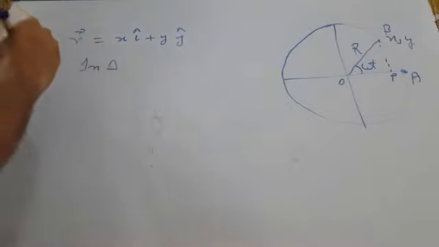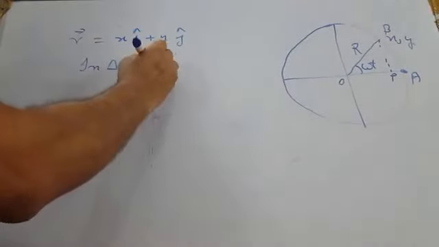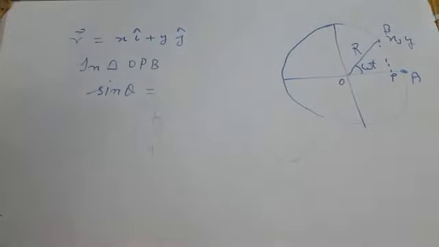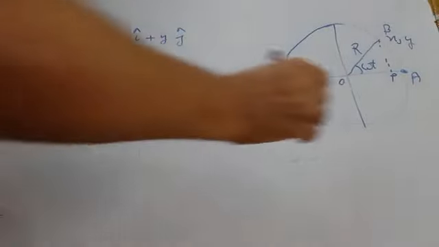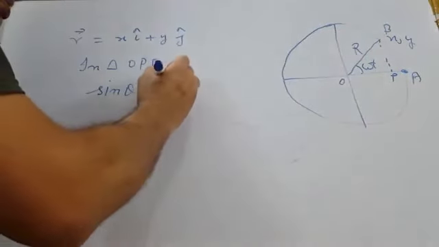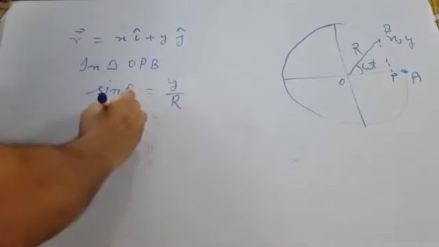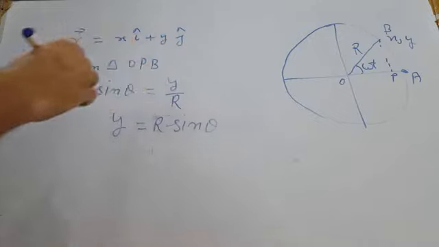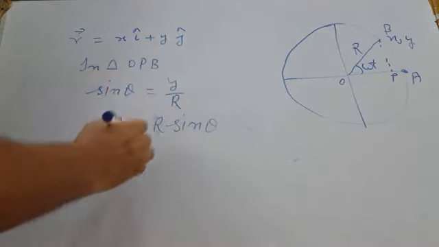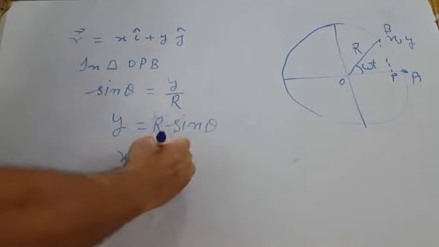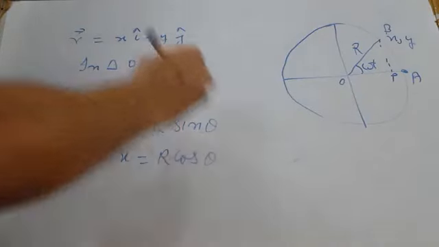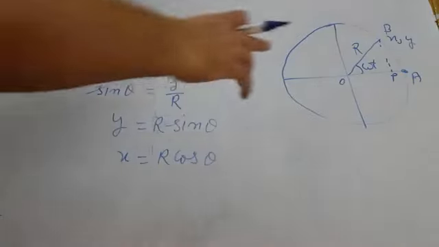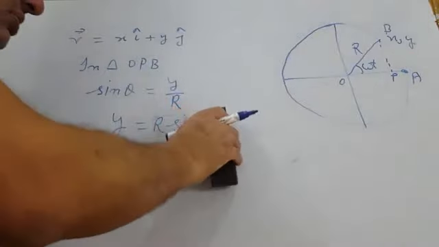In triangle OPB, sin theta is equal to height upon hypotenuse, y upon r. So y will be equal to r sin theta. Similarly, cos theta will be x by r, so x will be r cos theta. So y is r sin theta and x is equal to r cos theta. And because in this case the angle is omega t, this theta will change to omega t.